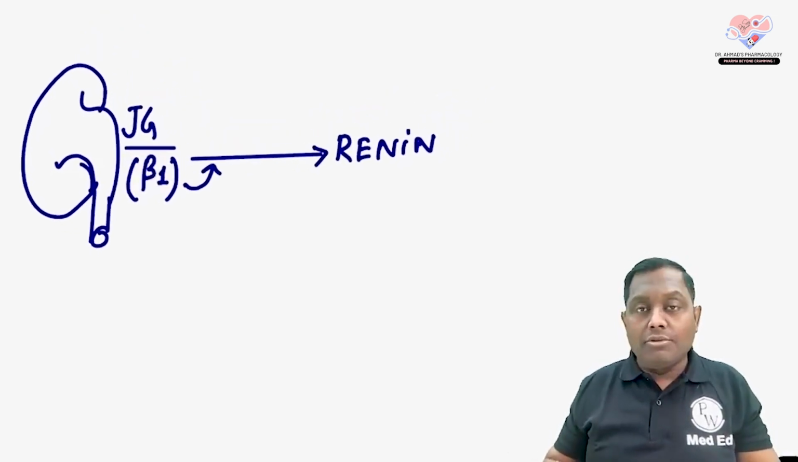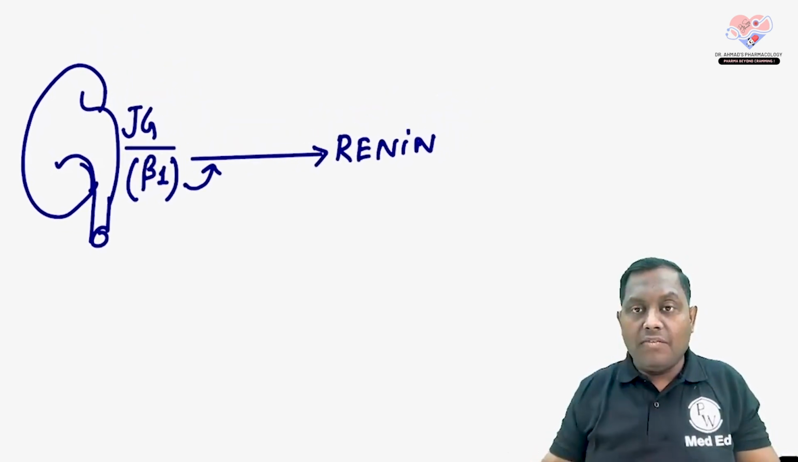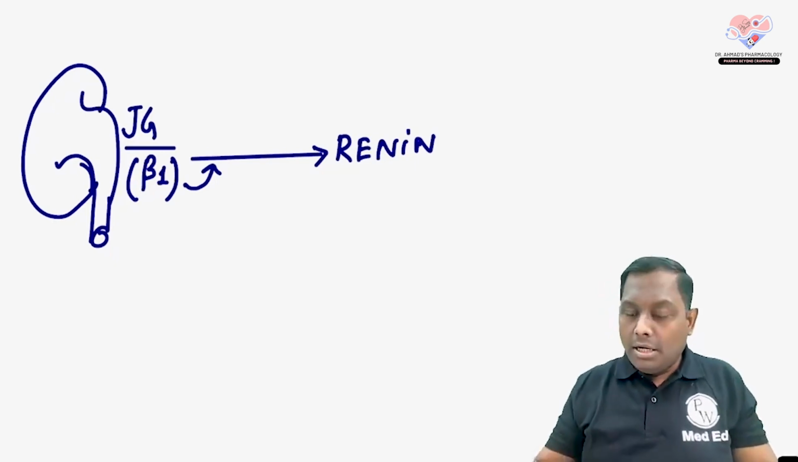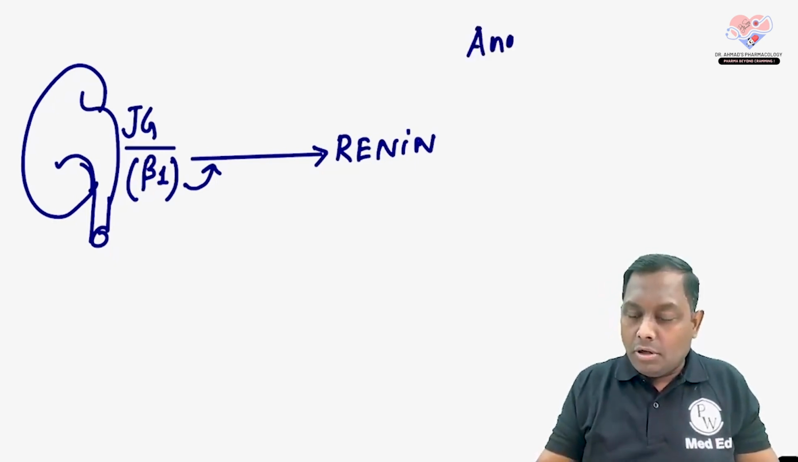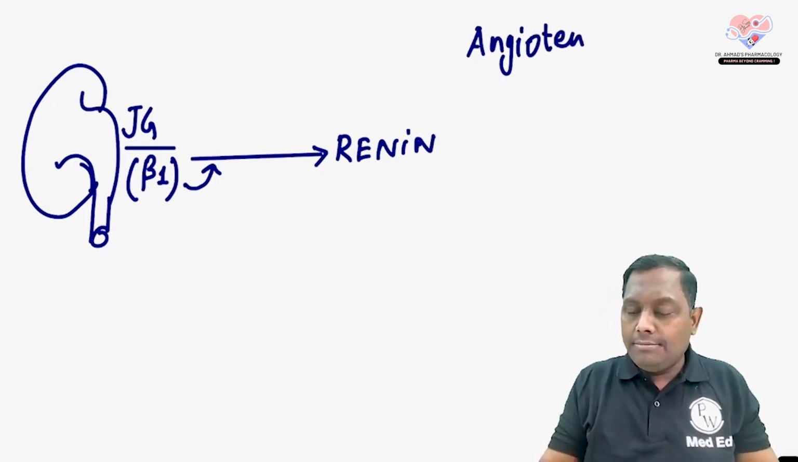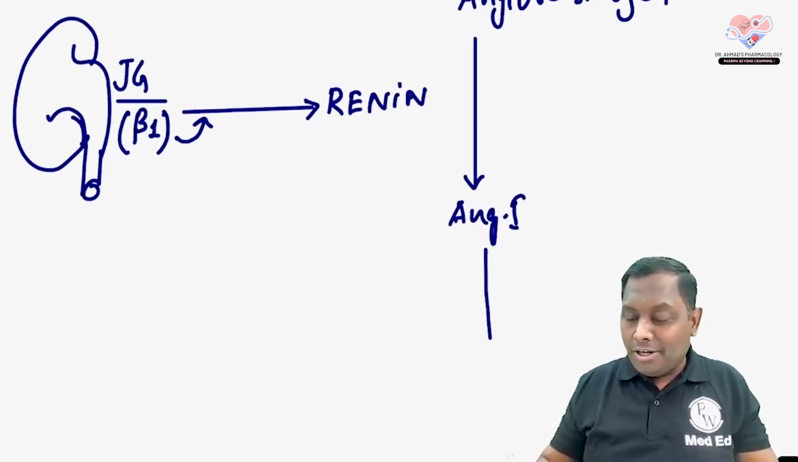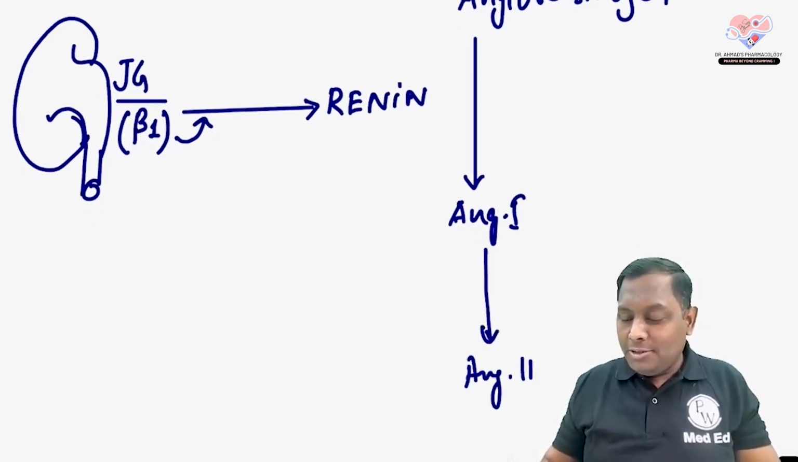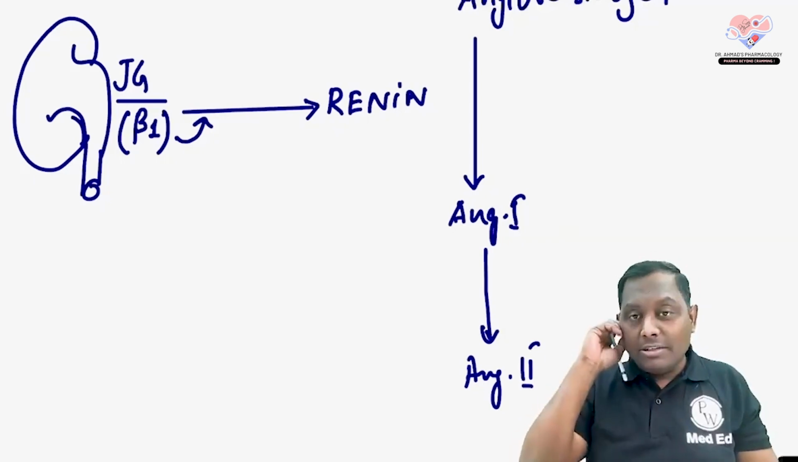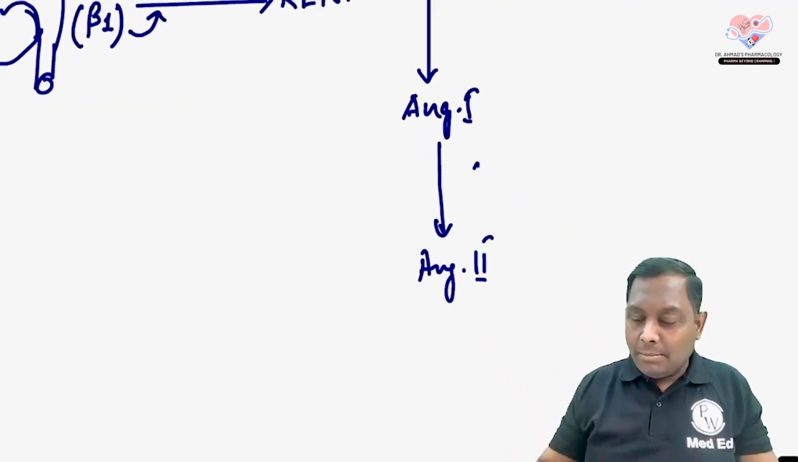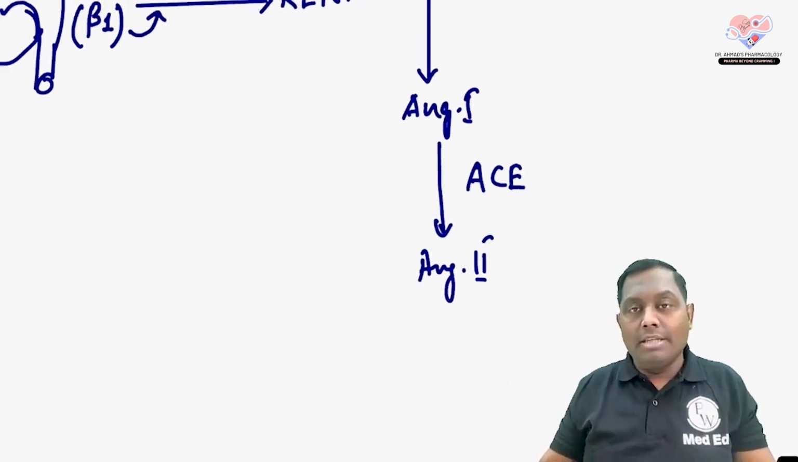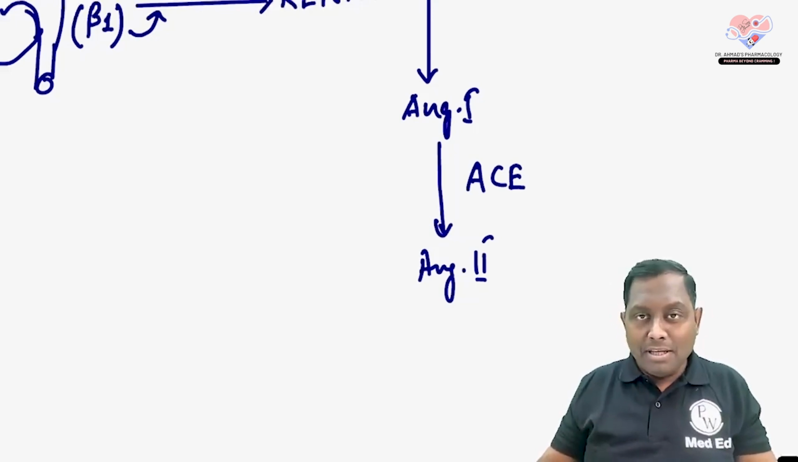As soon as renin comes to the circulation, it activates a very famous system in the body called the RAS system. What happens in the RAS system? Renin causes conversion of angiotensinogen to angiotensin 1, and this angiotensin 1 is going to get converted to angiotensin 2. The enzyme that converts angiotensin 1 to 2 is called angiotensin converting enzyme, ACE, that causes conversion of angiotensin 1 to angiotensin 2.